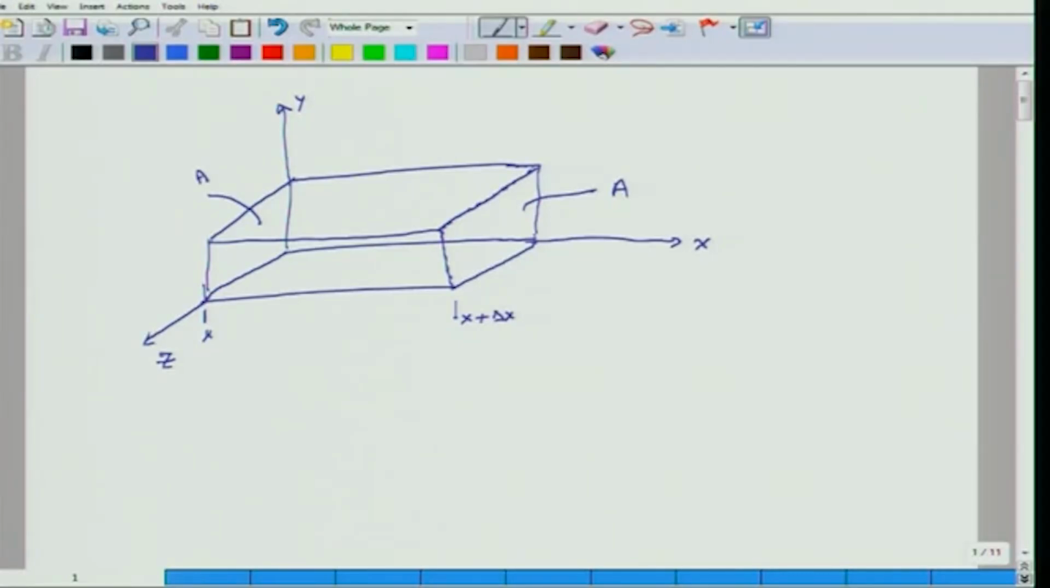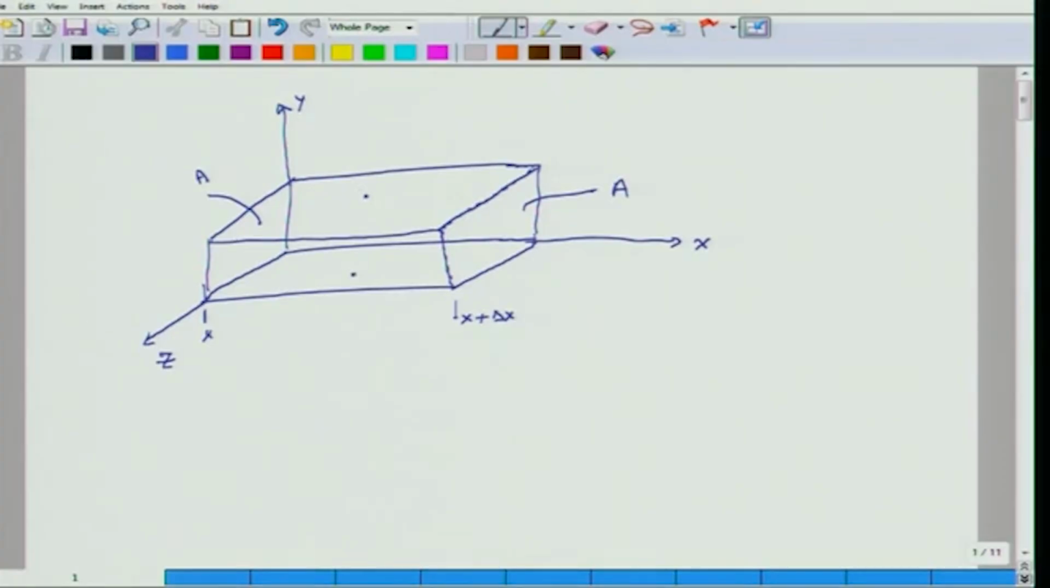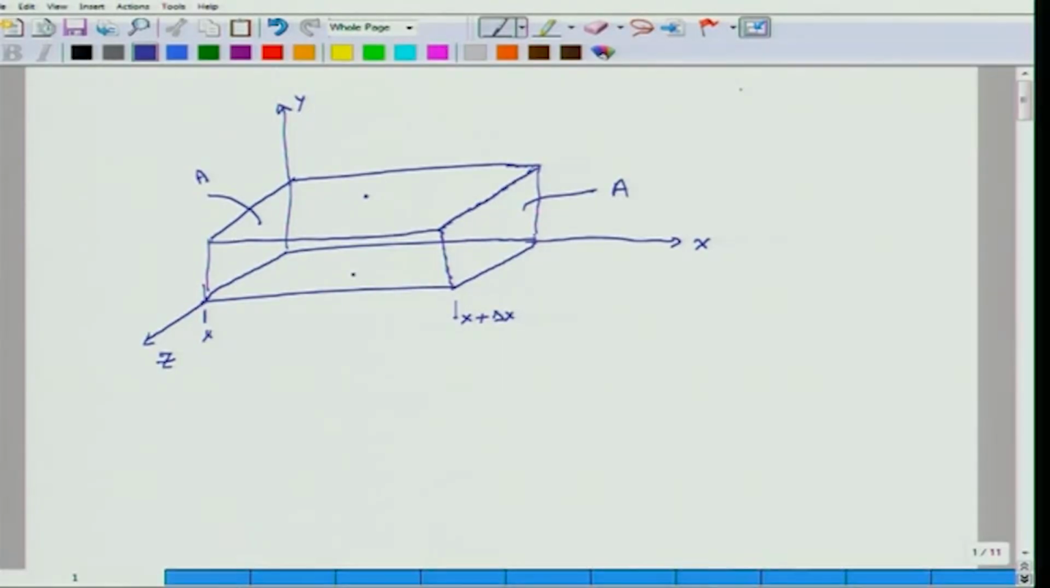Because this is a 1D case, there is no variation on this surface and this surface, at least in context of the pressure being applied. The only variation of pressure which this material volume experiences is in the x direction, because we have already assumed that this is a one dimensional flow. Because of this, partial of pressure with respect to y and partial of pressure with respect to z equals 0.